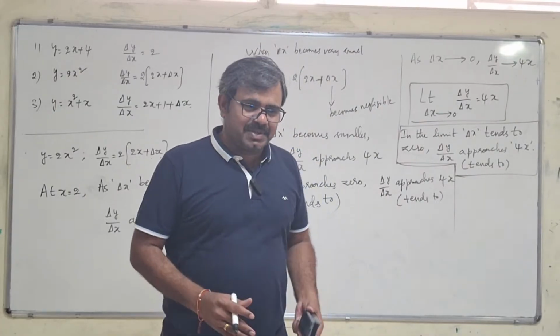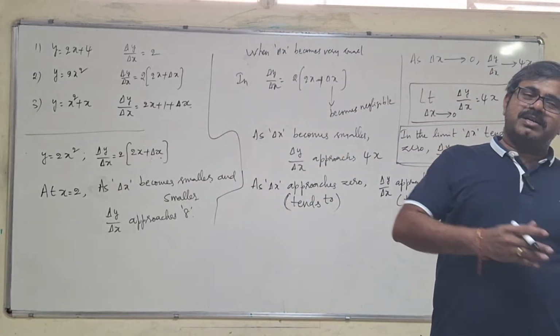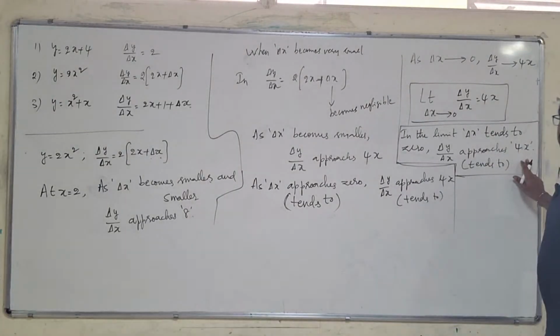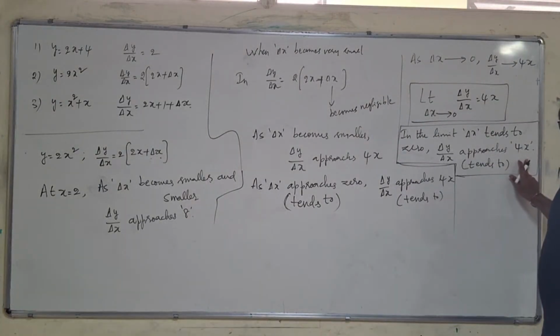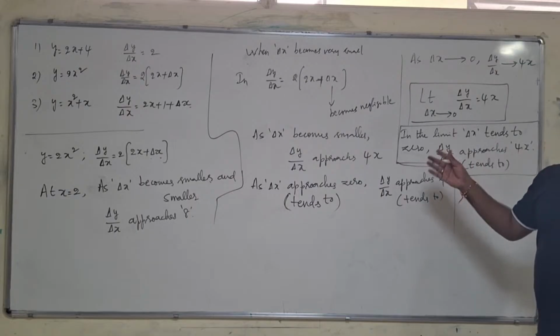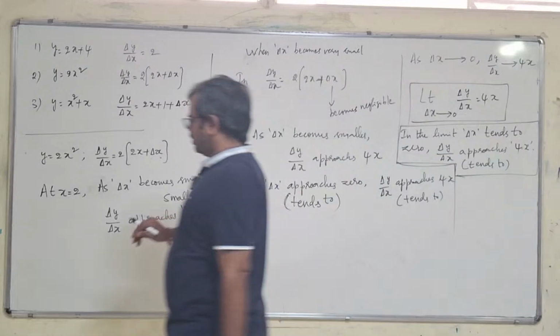Okay, so it means in a small interval around x is equal to 3, as delta x approaches 0, delta y by delta x approaches 12. That's what it means. You understand the meaning of this? This is very, very fundamental to what we are going to discuss next. Note down this, please. I'll give you one more example, don't worry.